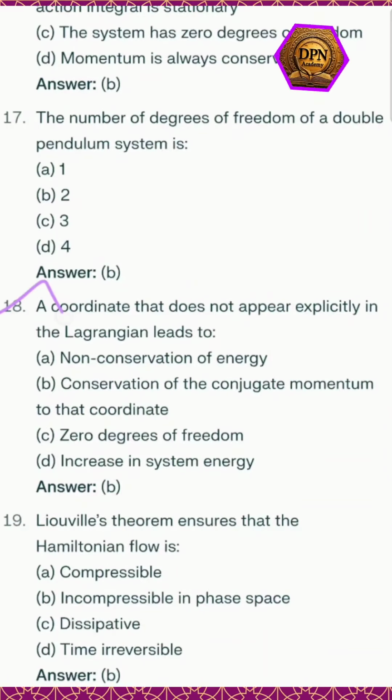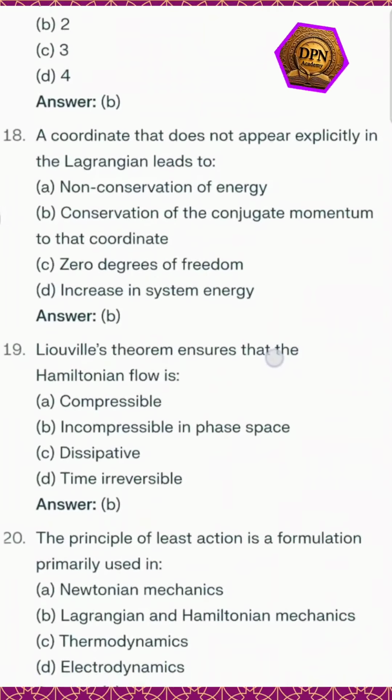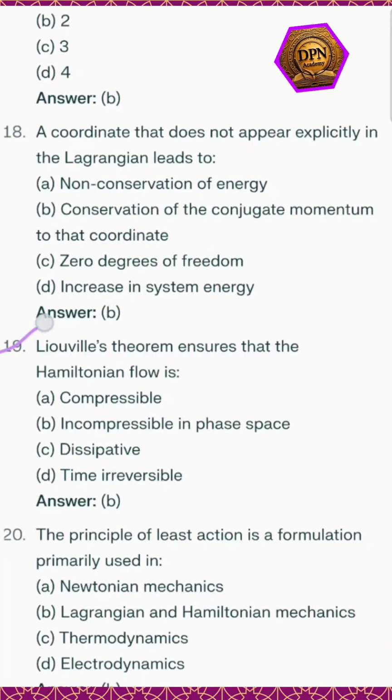Question number 18. A coordinate that does not appear explicitly in the Lagrangian leads to, the correct option B, conservation of conjugate momentum to that coordinate. Question number 19. The Liouville theorem ensures that the Hamiltonian flow is incompressible in phase space. Question number 20. The principle of least action is a formulation primarily used in, the correct option, Lagrangian and Hamiltonian mechanics.